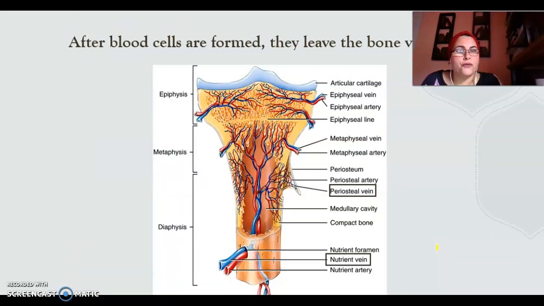After blood cells are formed, they will leave the bone via veins, and bone is rich in vasculature. We have epiphyseal veins, periosteal veins, metaphyseal veins, nutrient veins, and then they will reach out to the circulation, to the blood itself.